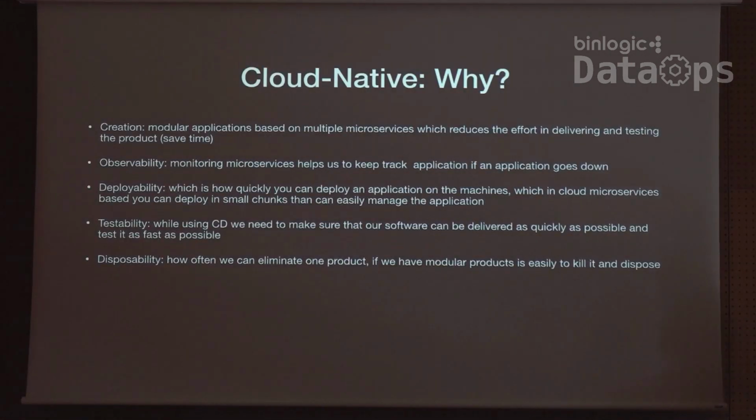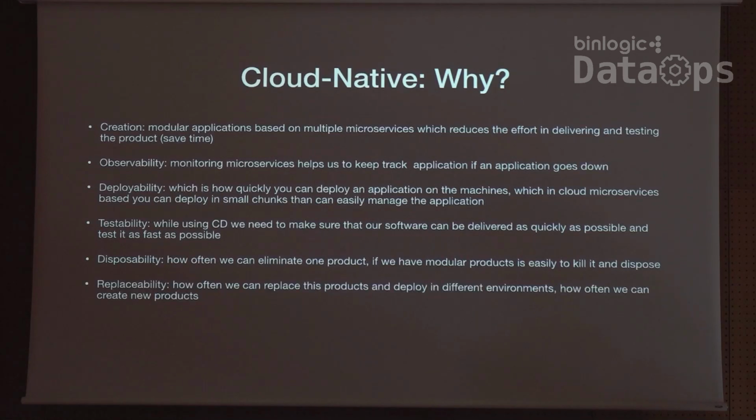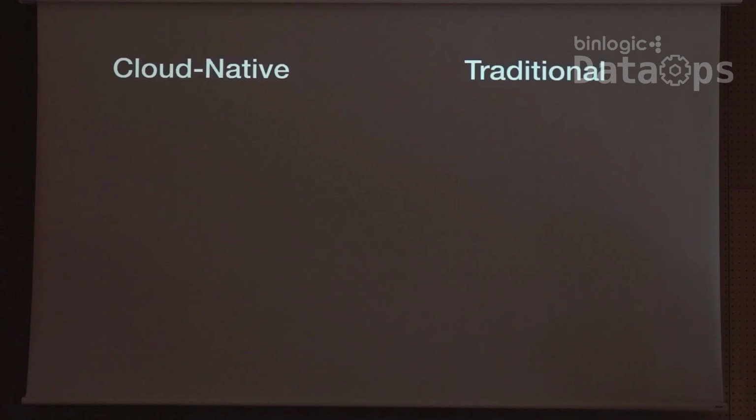Disposability: if for some reason you want to modify your product, you want to make sure that that module will not cause any pain, compared to monolithic systems where you would have to recode or change other parts of the system to achieve this. And replaceability: if you want to replace products in your ecosystem and deploy in different environments and so on.